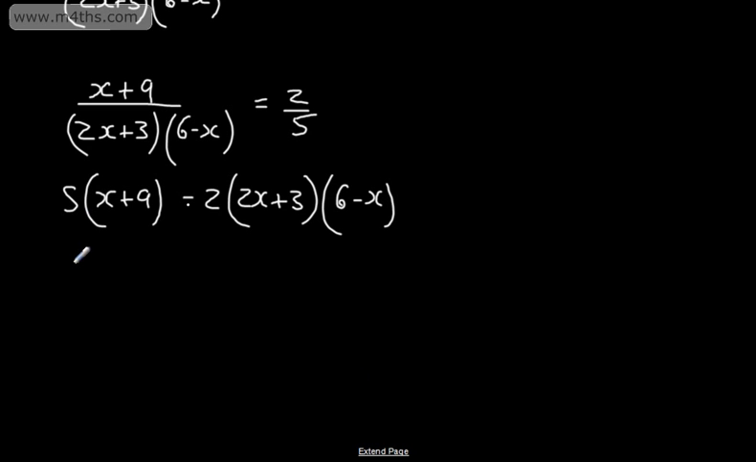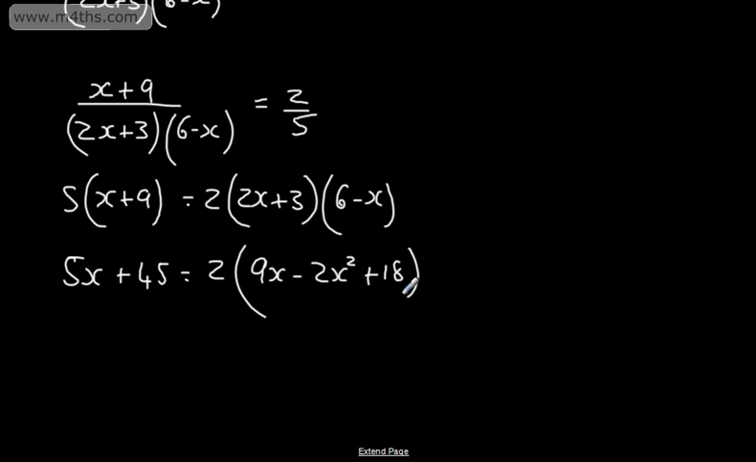So on the left hand side, 5x plus 45, just expanding the brackets, and then we're going to have 2 lots of 12x minus 3x, which is going to give me on here, so 12x minus 3x is going to give me 9x. We're going to have minus 2x squared, and then we're going to have plus 18, and we can go ahead and expand that out. So we've got 5x plus 45 is equal to 18x minus 4x squared plus 36.